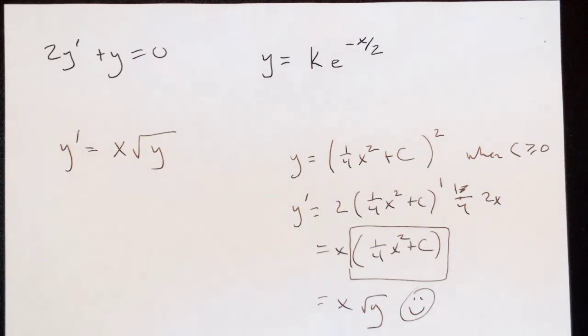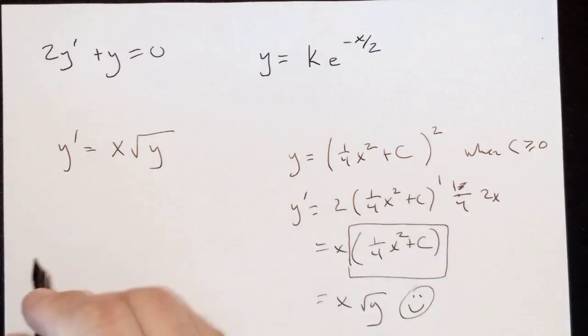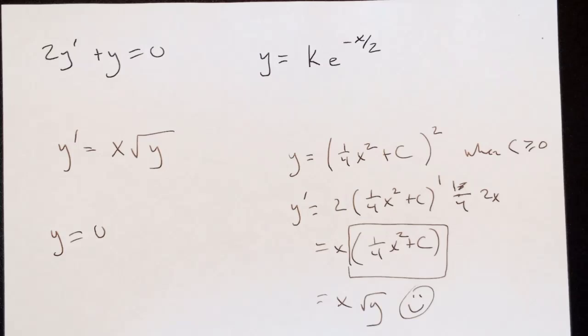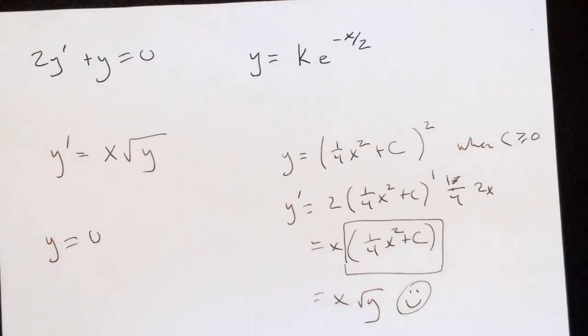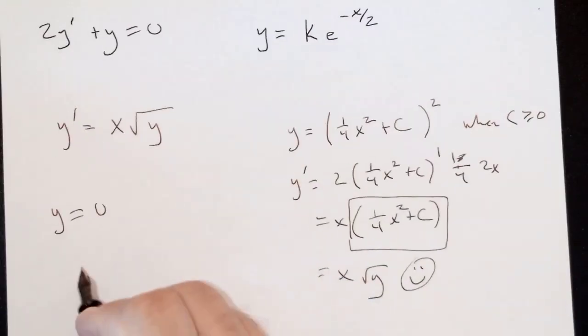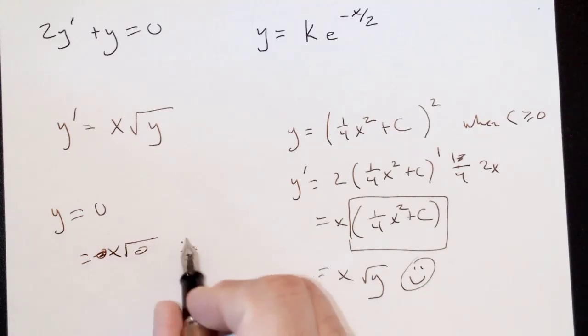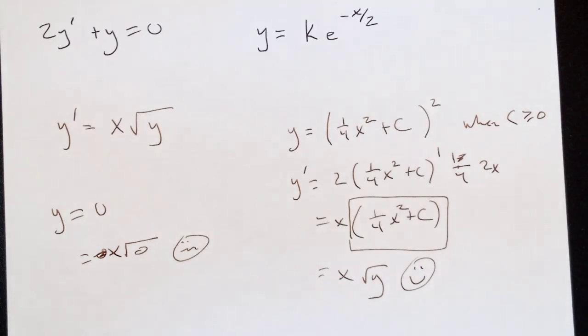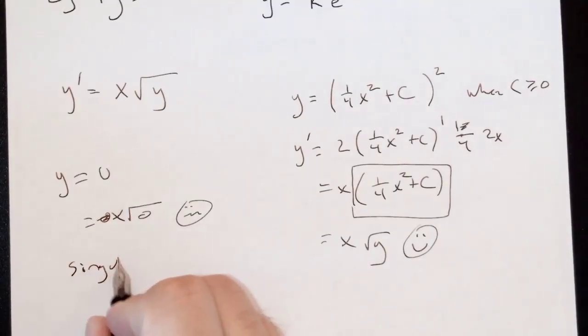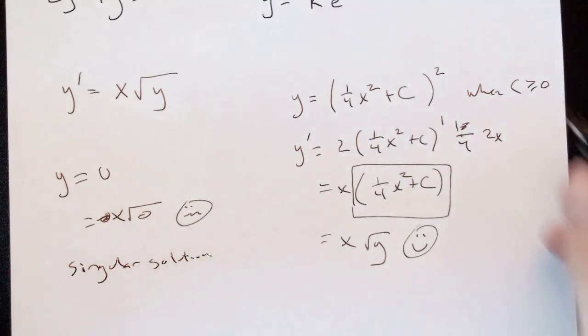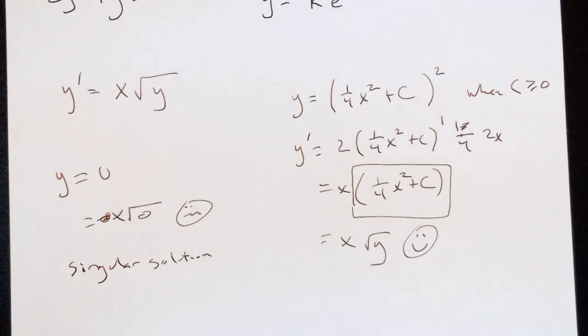There's actually a really easy solution, a trivial solution. The equation y equals 0. What's the derivative of 0? 0. 0 equals x times the square root of 0 works. That's an exception. So it's another solution, but it's not part of our family. That's called a singular solution, as opposed to the parameter family of solutions.